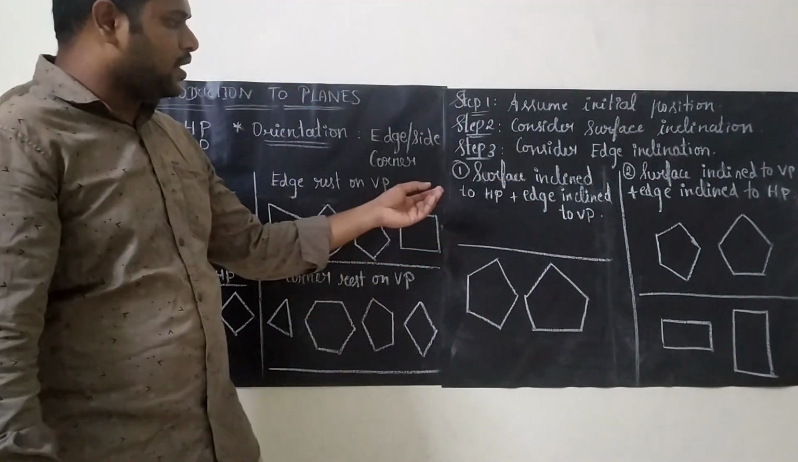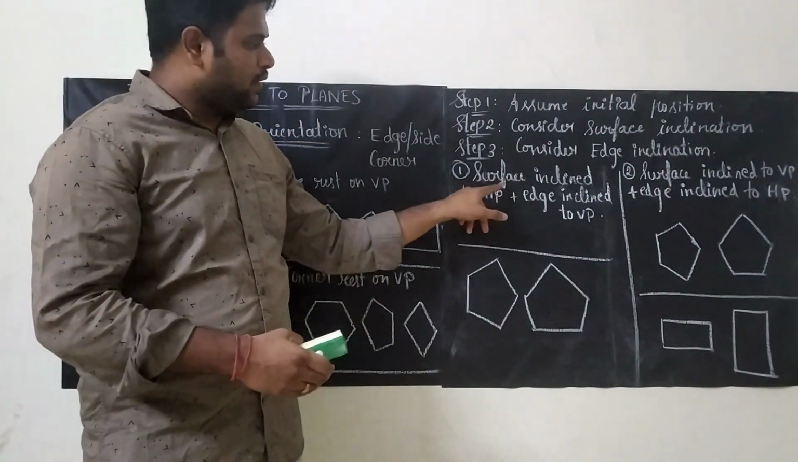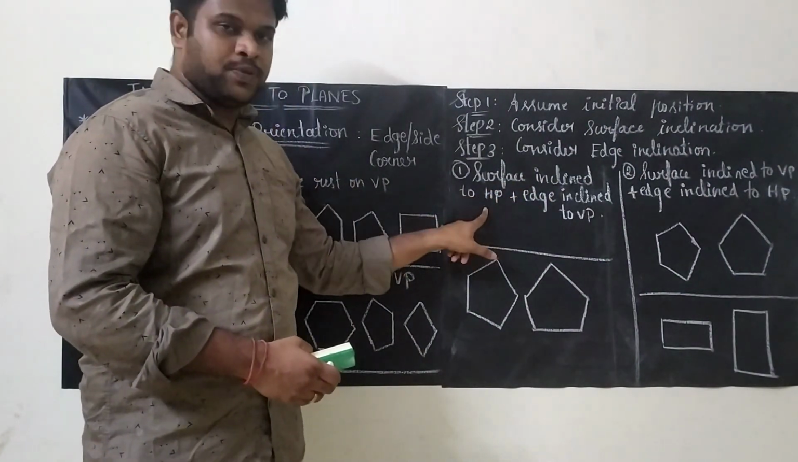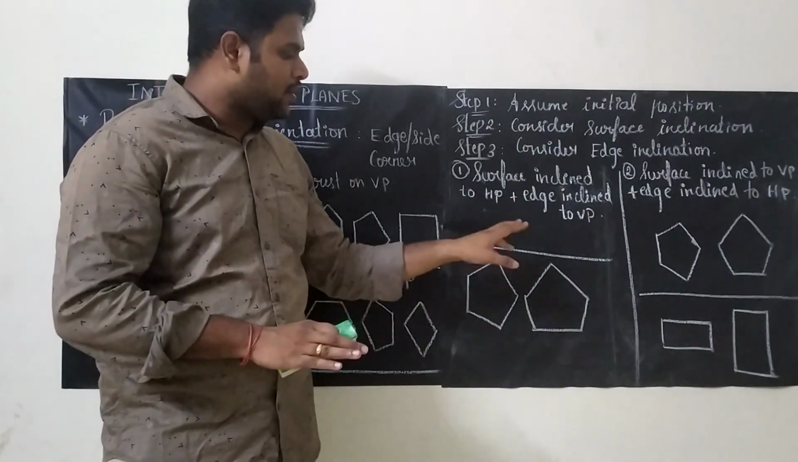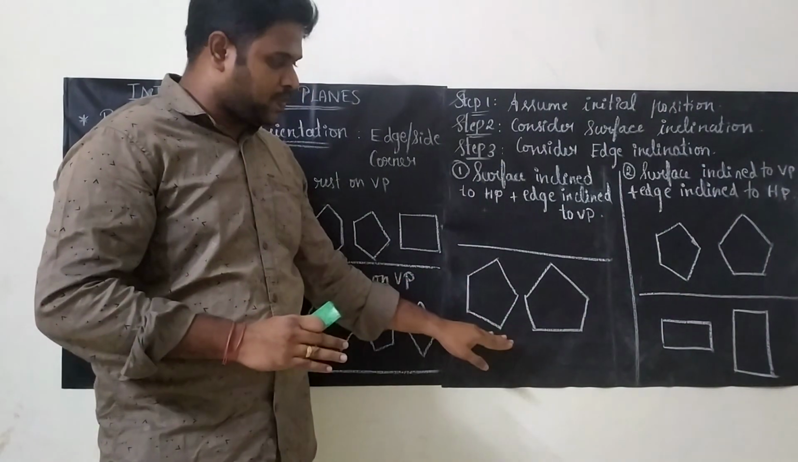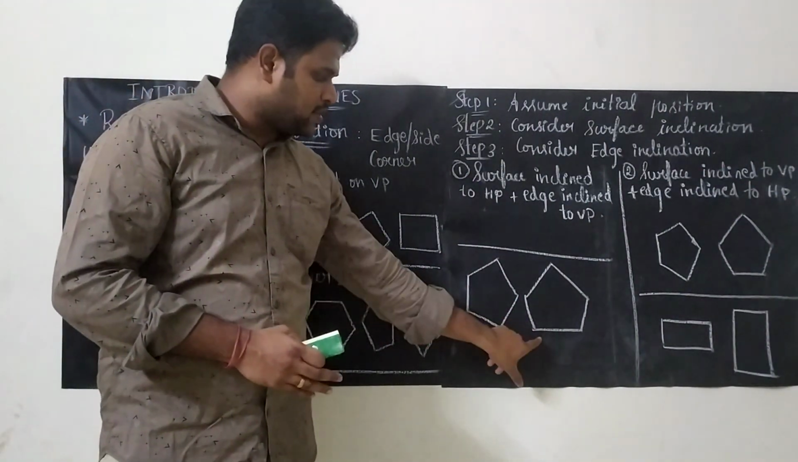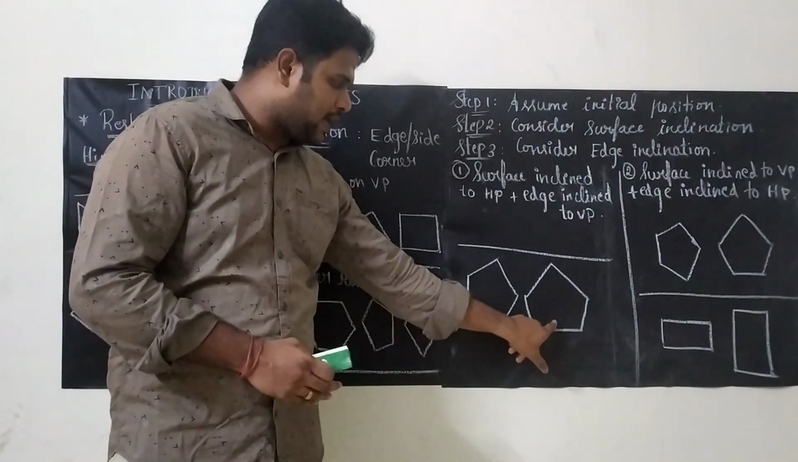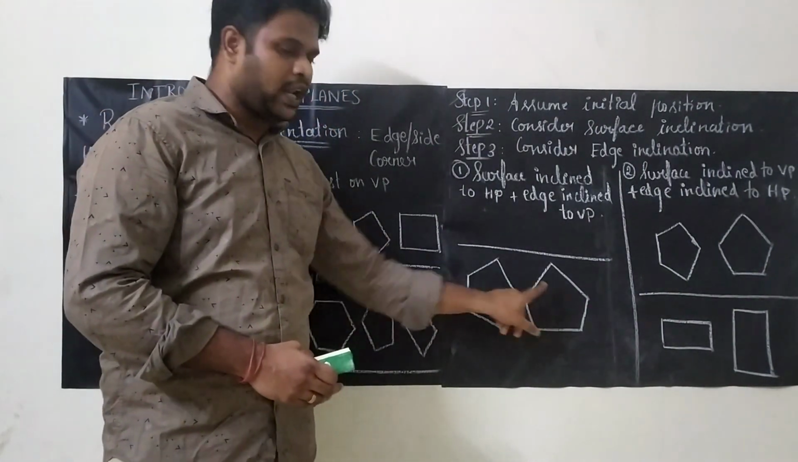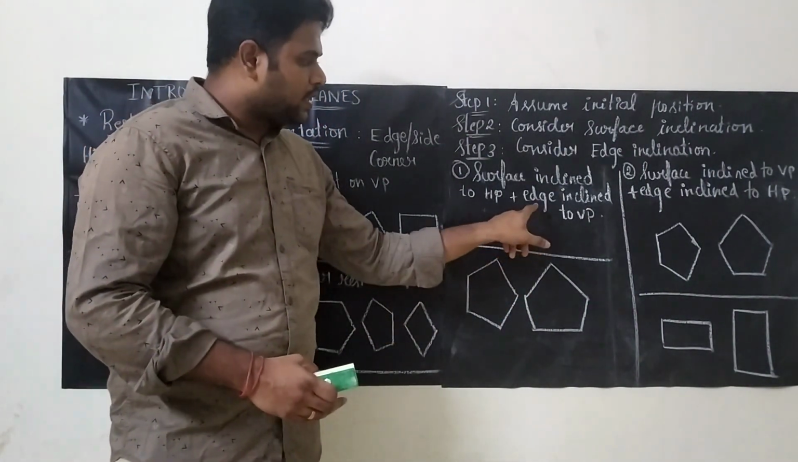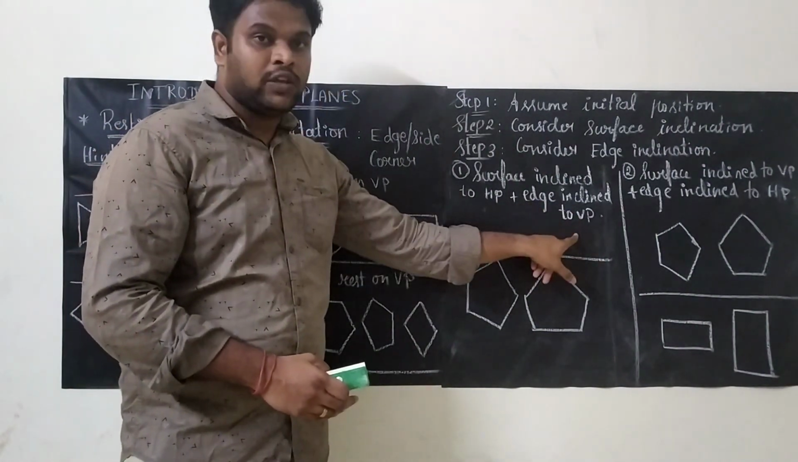See, just consider here. For example, the surface is inclined to HP. Surface inclined to HP means we can draw the diagram in HP. So consider a pentagon. A pentagon can be drawn like this, as well as like this. Okay, 2 different types we can draw. But the thing is, they are asking for an edge inclined to VP.